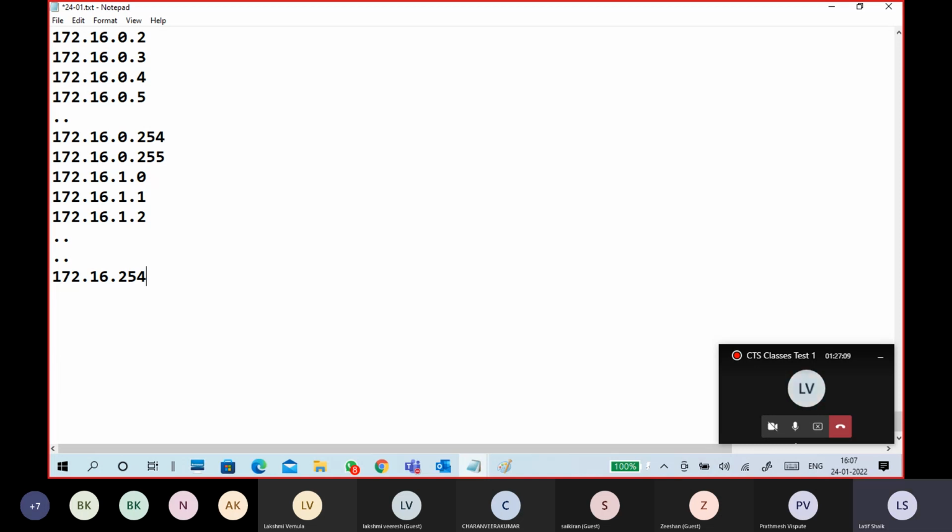You know, when it will be changed, it becomes 255, 254, 172, 16, 255, 255, like this. This is the last one. After this one, definitely my network will be 172.17.0.0. So this is another network ID, because the network is changed. It is a different network from this one.